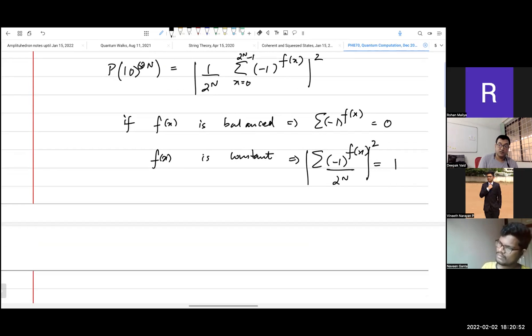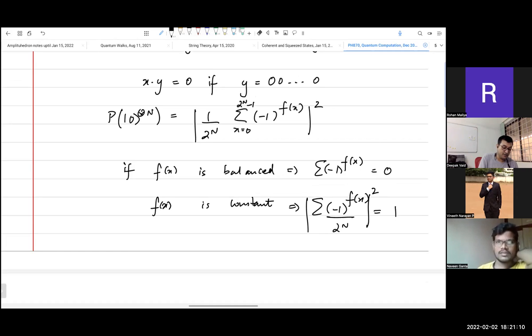So this circuit, you run this circuit once, right, and you perform a measurement on your data qubits, right? And you measure the probability that your final state is in the ground state. Okay. If you get 1, which means that yes, it is in the ground state, that means your function was constant. If you get 0, then that means your function was balanced. Right?